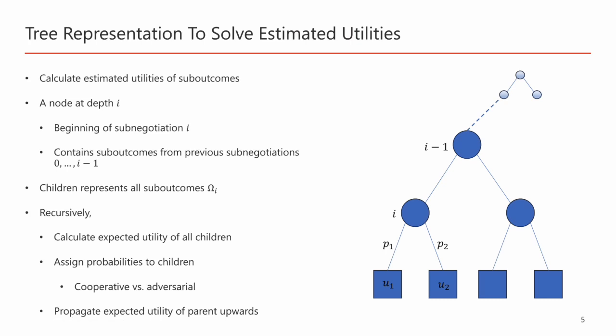We calculate the expected utility of all its children. Then we assign probabilities to those children, which is essentially the probability that, if we propose a sub-outcome, it will be accepted. We estimate this probability based on whether we believe the other agent to be cooperative or adversarial. And then we propagate the expected utility upwards.